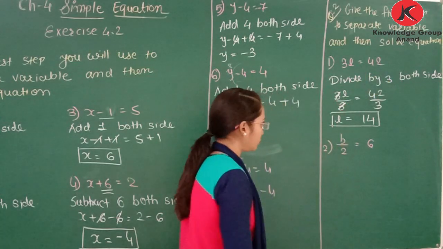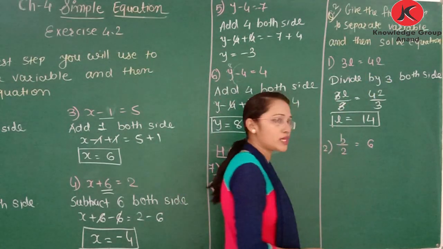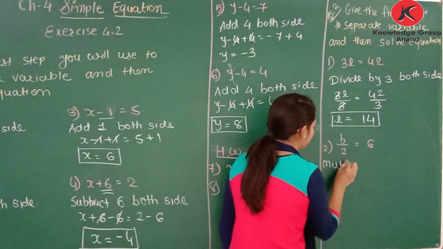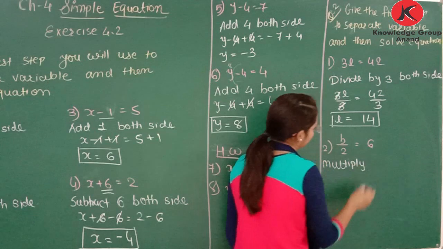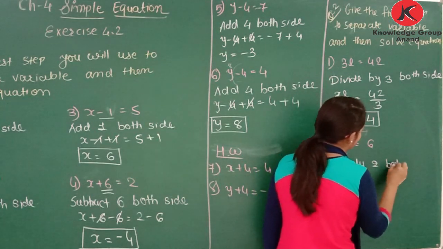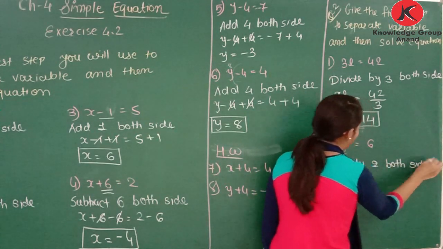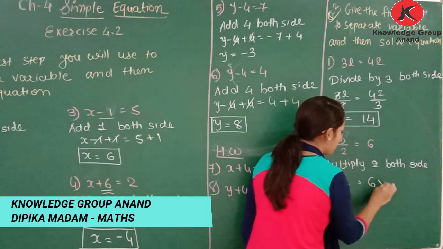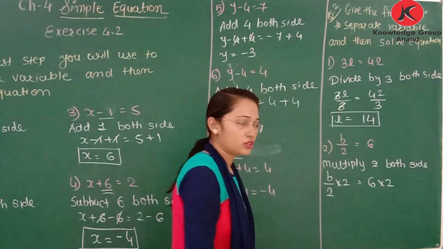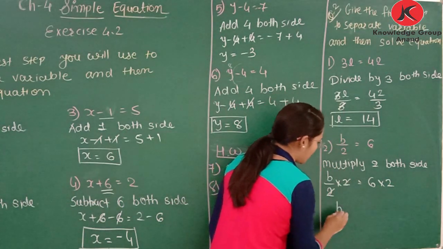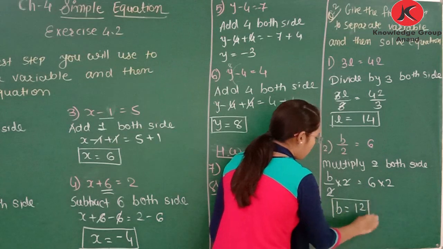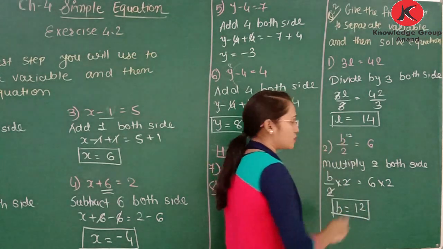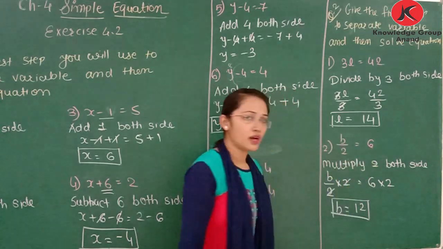Now next one, here 2 is in a division, so what do we need to do? Multiply on both sides. So here b by 2 multiplied by 2 is equal to 6 multiplied by 2. The 2 cancels, b is equal to 12. If you want to check your answer, write 12 instead of b. 2 sixes are 12, so here it will be 6. That is your answer.